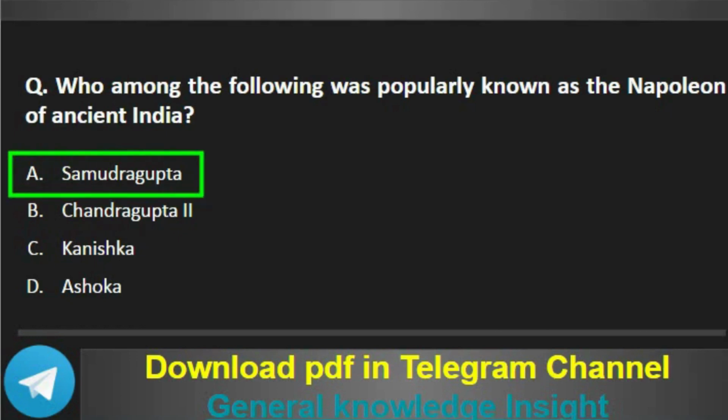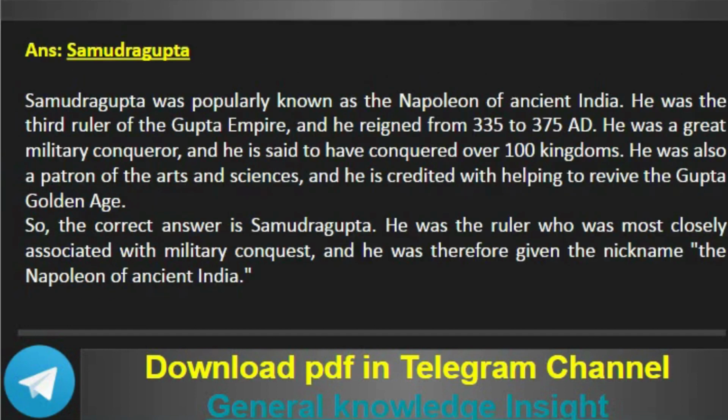Next question, who among the following was popularly known as the Napoleon of ancient India? Correct answer option A, Samudragupta. Here, Samudragupta was popularly known as the Napoleon of ancient India. He was the third ruler of the Gupta Empire, and he reigned from 335 to 375 AD. He was a great military conqueror, and he is said to have conquered over 100 kingdoms. He was also a patron of the arts and science, and he is credited with helping to revive the Gupta Golden Age. So the correct answer is Samudragupta. He was the ruler who was most closely associated with military conquest, and he was therefore given the nickname the Napoleon of ancient India.